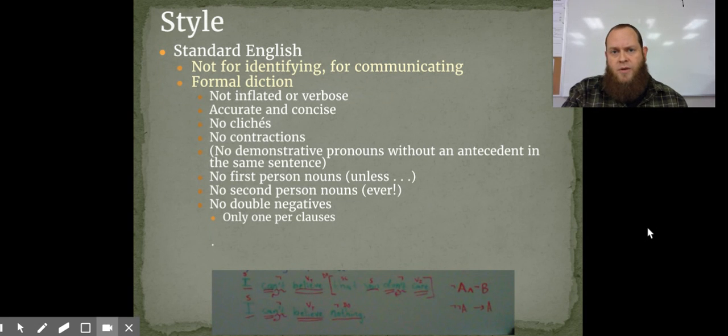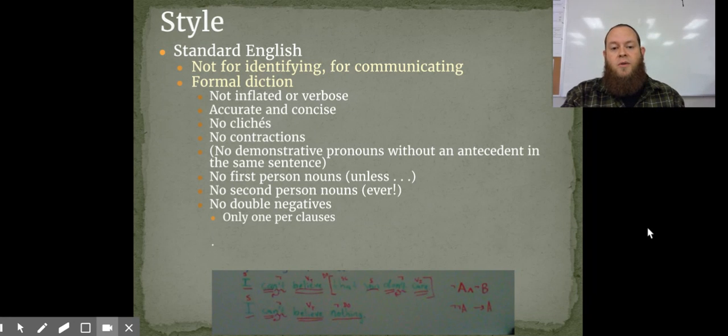And never ever use second person nouns. A lot of times you don't even know your reader, so don't presume to tell that reader what he or she thinks or what he or she should do. Oftentimes, when students write "you," they just mean a hypothetical person. But there are other ways to go about doing that. You could say "one," what one might do in this case. That's always a safe way to go.